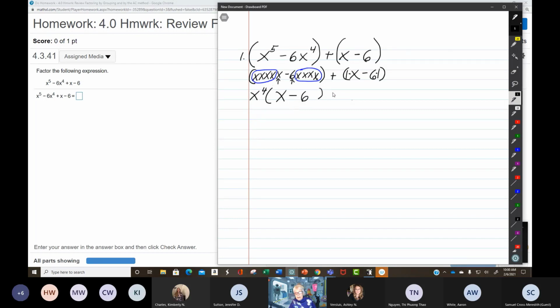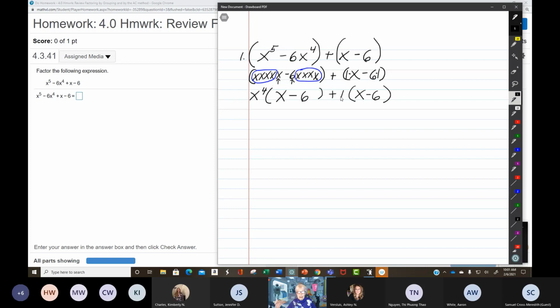And then over here, because I don't have a GCF, I always have a GCF, and that's 1. So sometimes you just have to go for a 1. See, that's a 1 times x and a 6 times 1. So I conveniently found a 1 GCF. You can always do that.